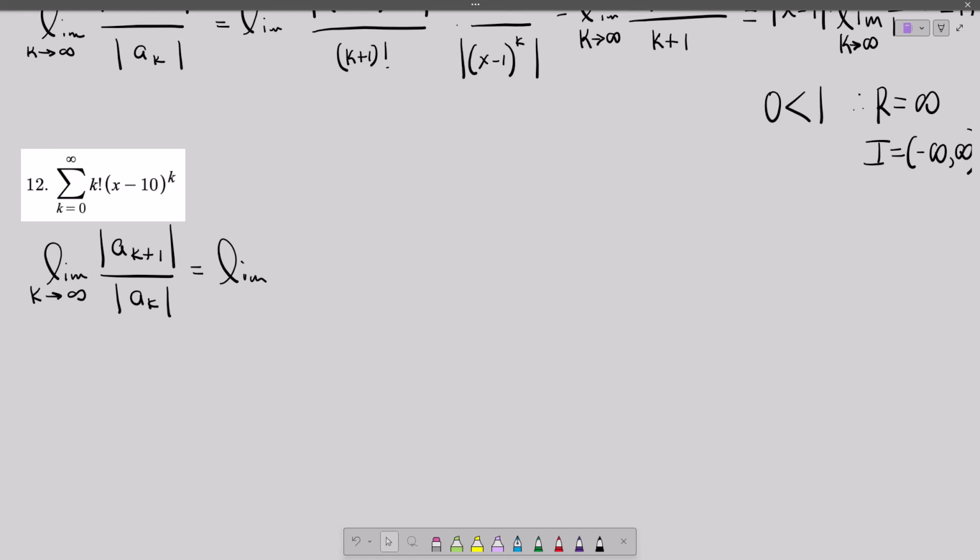fringe cases. This is the other fringe case. The one fringe case is where it converges everywhere. The other fringe case is where it converges only at the center. And then we'll get into the ones that are a little more interesting. So k plus 1. All right, so we have k plus 1 factorial up here. That doesn't have to be in the absolute values, but I'll just leave it in there for now.